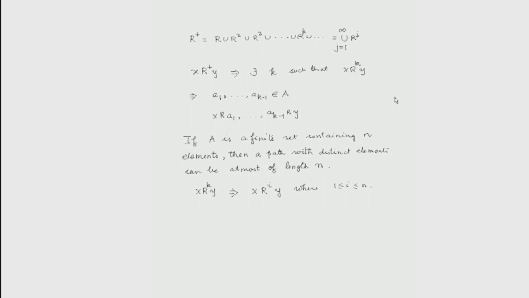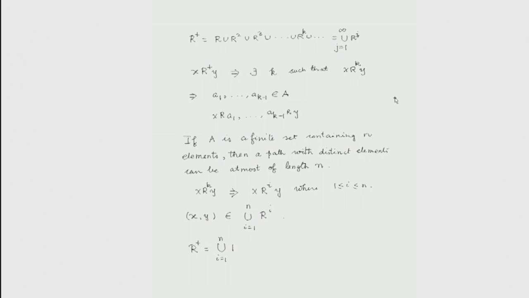And this will mean that this pair x, y is inside the union i equal to 1 to n of R to the power i. This in turn means that R plus is a finite union of sets in case A has size n. So, R plus is the union over i equal to 1 to n of R to the power i, that is R union R squared union and so on up to R to the power n.